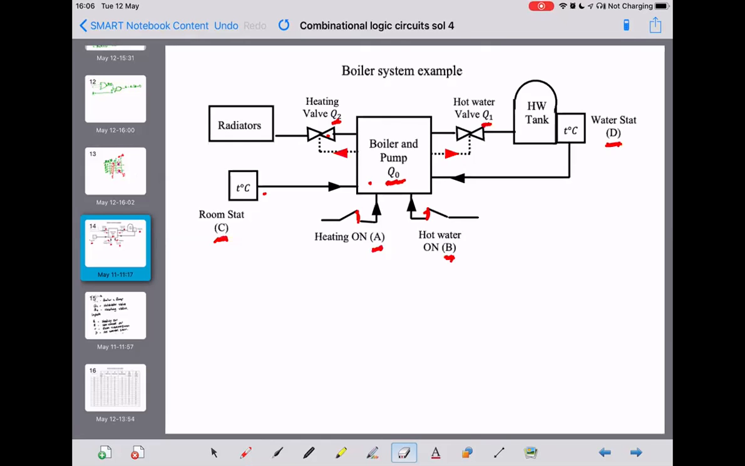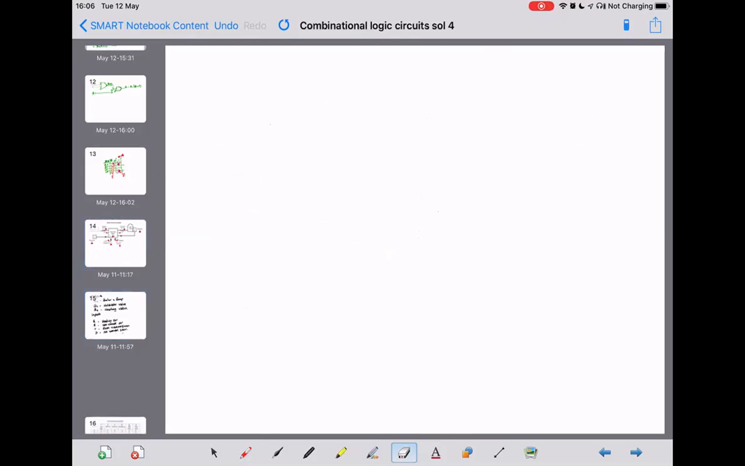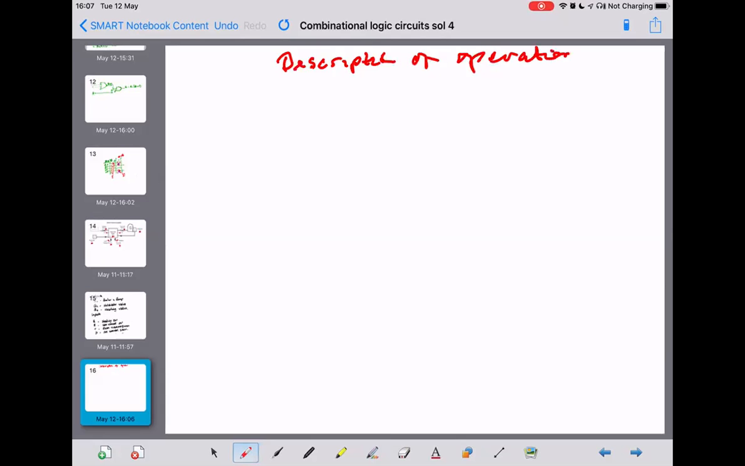Now, there's a list of the outputs and the inputs, right? So we need to try and describe the operation for each of the outputs. So, description of operation. Yeah. Q0, boiler, and pump.